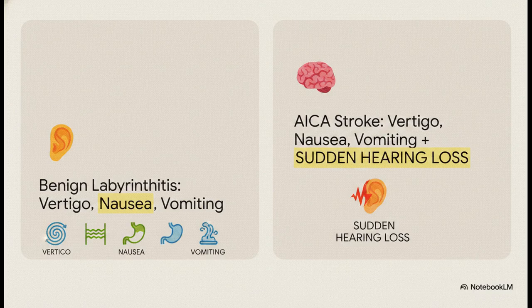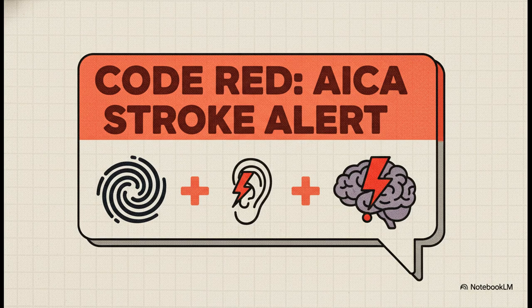But there is one massive clue, one thing that separates a benign problem from a disaster, and you absolutely cannot afford to miss it. This is the rule, and it's a non-negotiable one. If a patient comes in with acute vertigo and sudden hearing loss on the same side, that is an AICA stroke until you have an MRI in your hand that proves it isn't. It's not labyrinthitis, it's not vestibular neuritis, it's a brainstem stroke, and it's a code red.